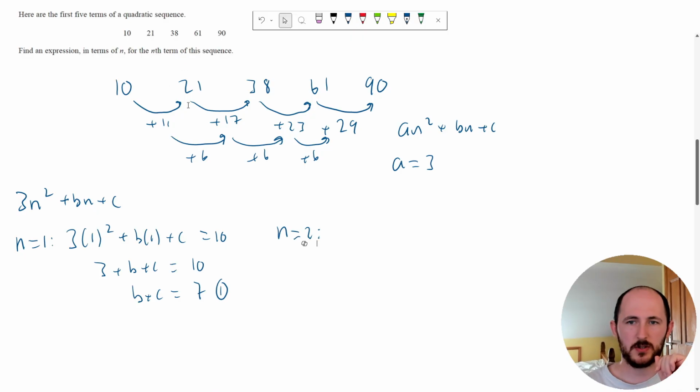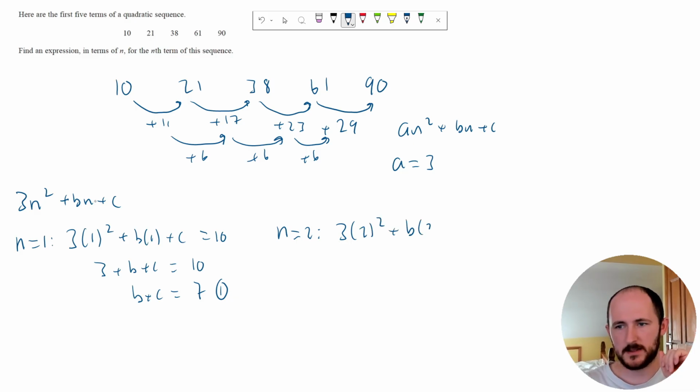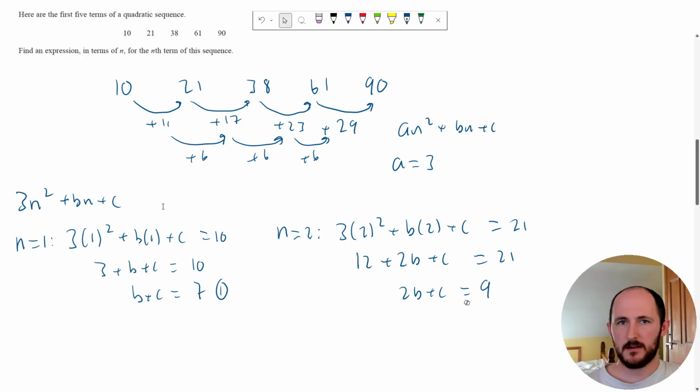Do the same thing with n equals 2. If n equals 2, we should get 21 because that's the second term in the sequence. So if we sub that back into our equation so far, 3n squared plus b times 2 plus c, then 2 squared is 4 times 3 is 12, plus 2b plus c, and I should write that equals 21, so 2b plus c equals 21 minus 12, which is 9. Now it's just solving it.